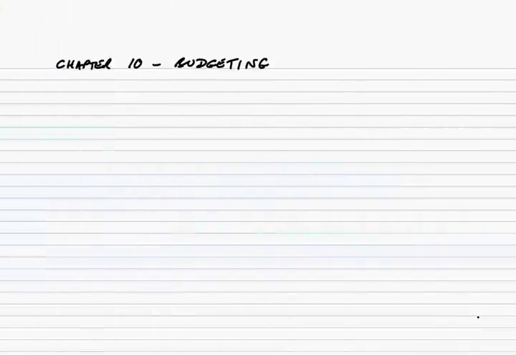This is a lecture on Chapter 10 of the Paper F9 course notes, budgeting. Now, in fact, I'm not going to talk through all of this chapter, because, well, two reasons.